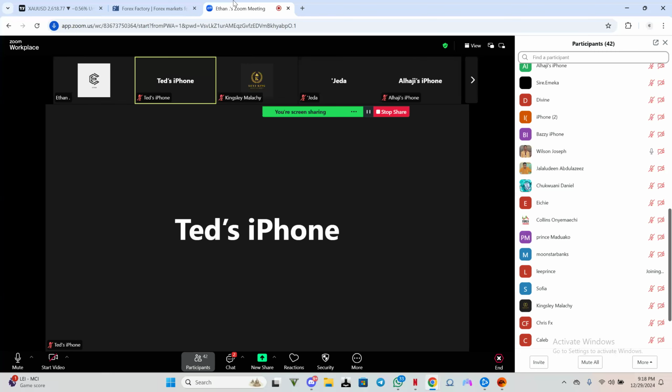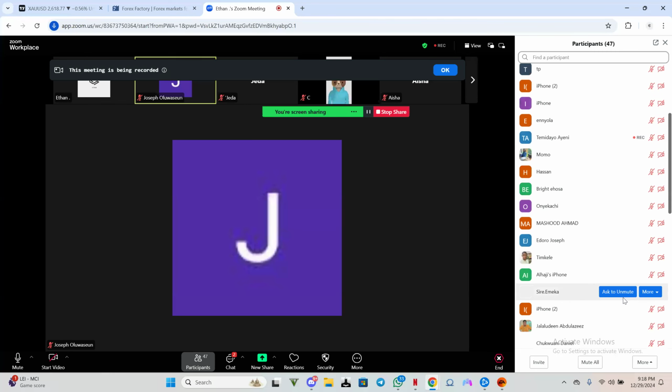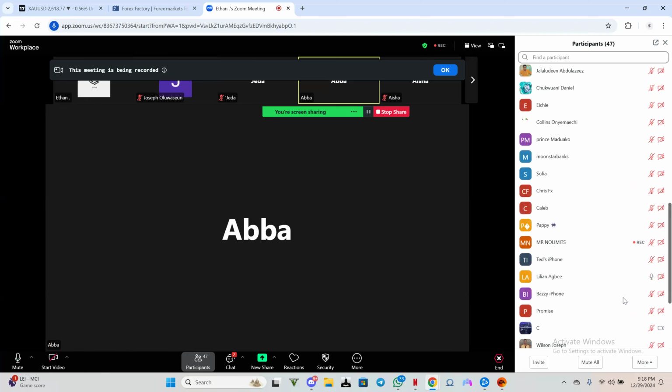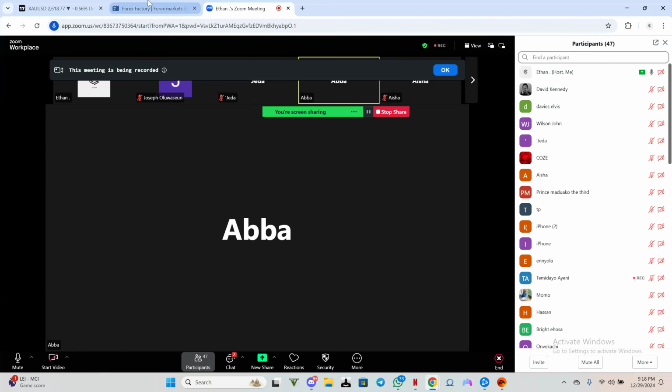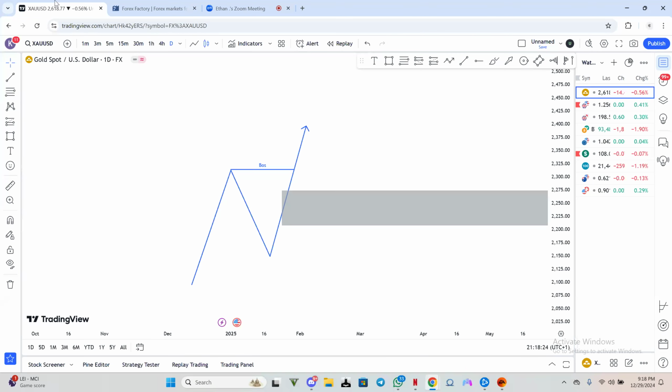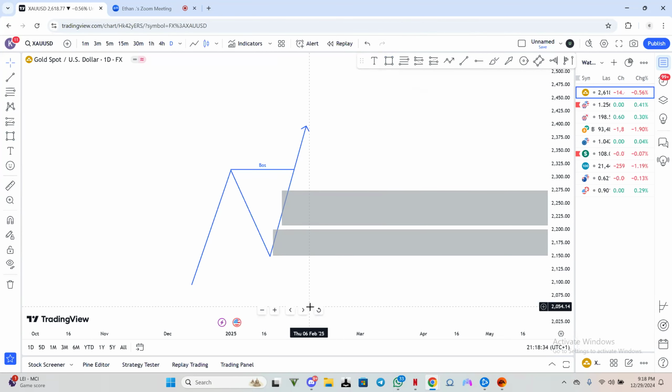The candlestick before your fair value gap, don't forget, the candlestick before your fair value gap is your order block. So that's just how it is.